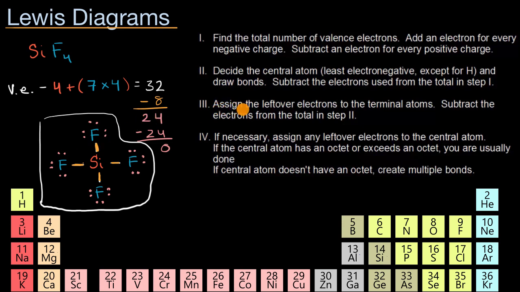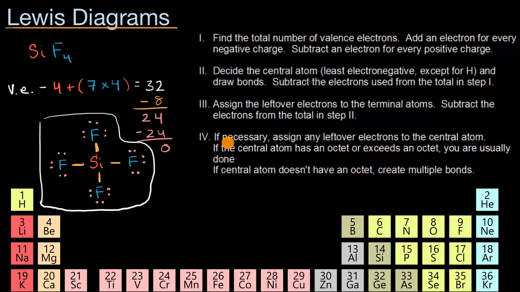And then the next step, it says assign the valence electrons to the terminal atoms. That's where we assign these extra lone pair electrons to the various fluorines, giving them an extra 6 each, so that they were all able to fulfill the octet rule. And then we subtracted that from the total, really just to make sure that we're using all of our electrons. It says it right here. Subtract the electrons from the total in step 2. And then we saw that all of our electrons were accounted for.